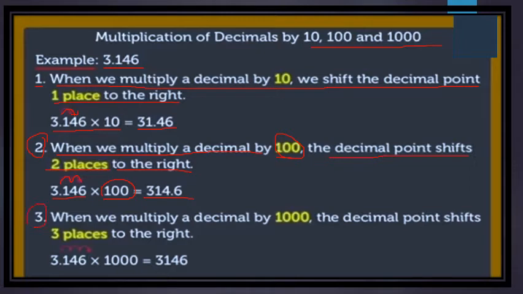In the third point, we have when we multiply a decimal number by 1000. The decimal point shifts three places to the right. How? Like we have the number 3.146. So we shift the decimal point three places to the right. Why? Because we are multiplying it by 1000. So the answer we will get is 3146.